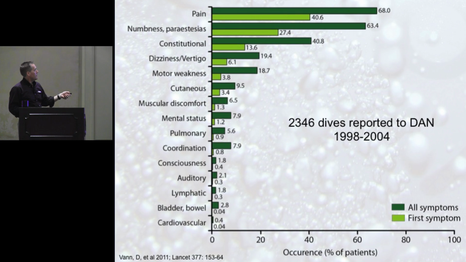is the leading primary cause. So the dark green is all symptoms, the light green is first symptoms. So one of the most common first symptoms is pain, followed by numbness and paresthesias.